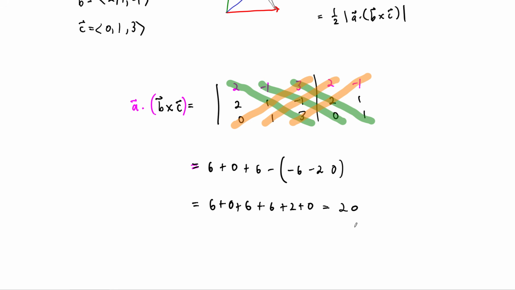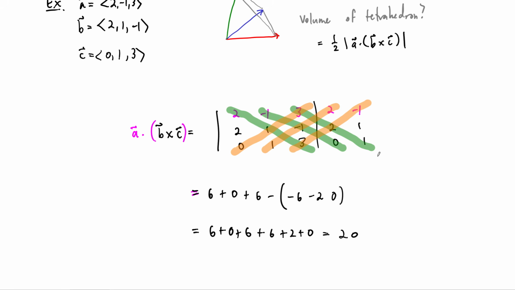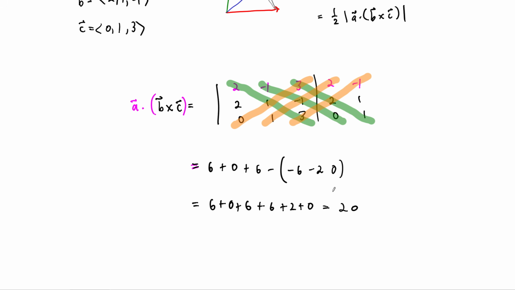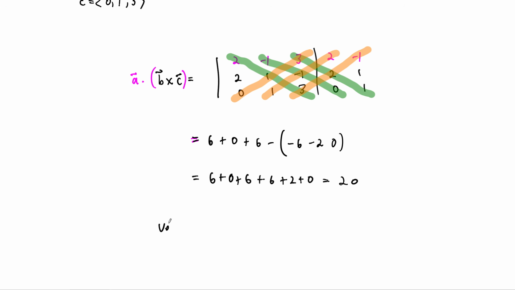All right, so that's the volume of the parallelepiped. I think I misspoke a minute ago. This is the volume of the parallelepiped, right? And so the volume of the tetrahedron is half of this, right? It's 10. Okay, so we'll leave this video here.